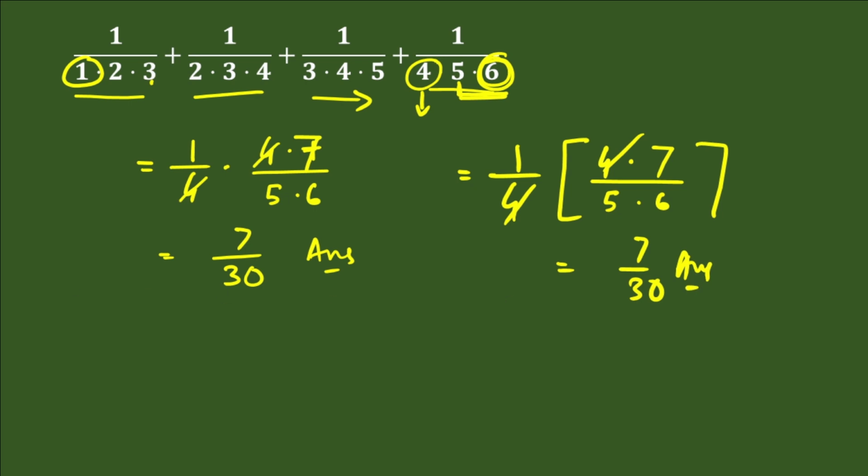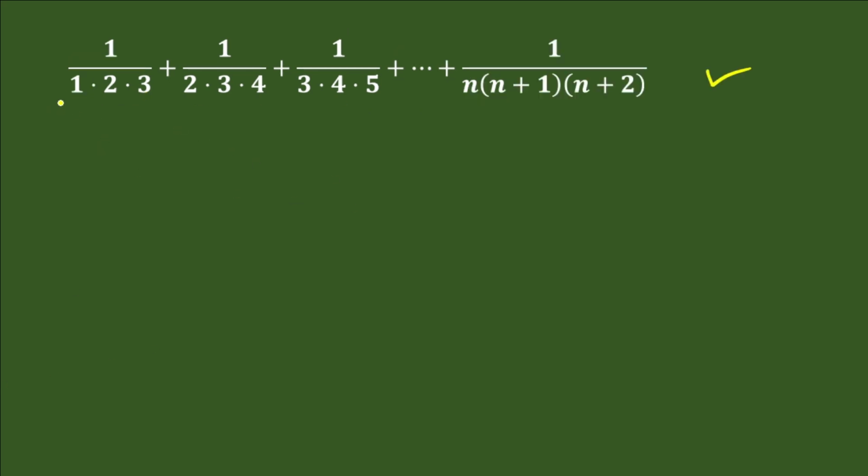Now moving to the next question. Now here the series is the same, it is 1 multiplied by 2 and 3. The first value should be in this format only, 1 multiplied by 2 multiplied by 3, and this series goes up to n multiplied by n plus 1 and n plus 2.